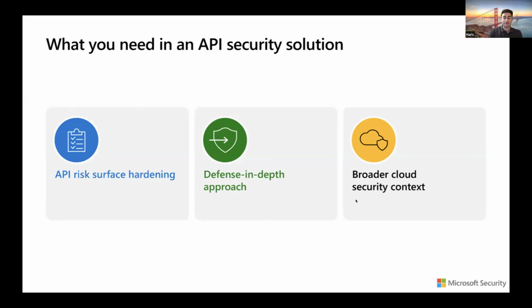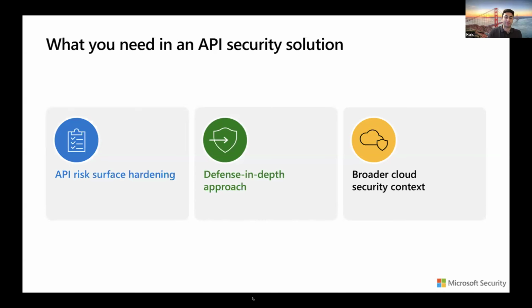And then the last piece here is the tie back to the broader cloud security context. As we all know, when security is handled in silos, you end up with less than ideal security outcomes, right? With too many tools and no single pane of glass view, it makes it very difficult for organizations to manage security at scale. At the end of the day, APIs are just one part of your cloud application.